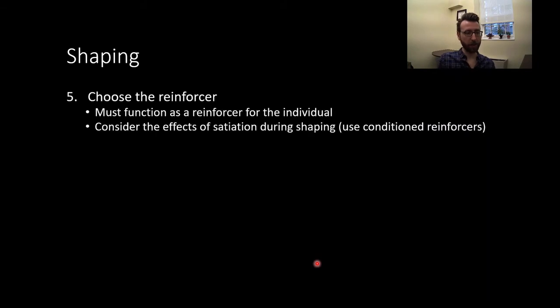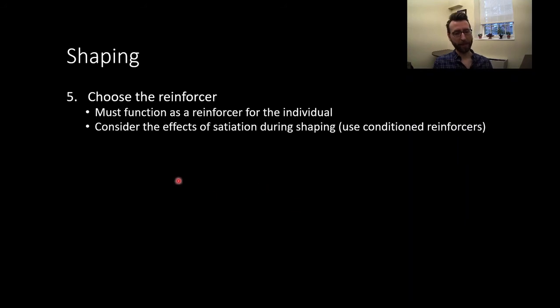Next, we have to choose an appropriate reinforcer. This must function as a reinforcer for the individual. Right, if we want to shape a child's progress on this crutch task, and if we give them a drink of root beer every time they do a little bit of progress, and they don't like root beer, then that's a bad reinforcer, right? We have to pick something that works for them.